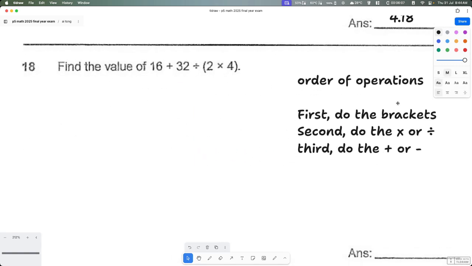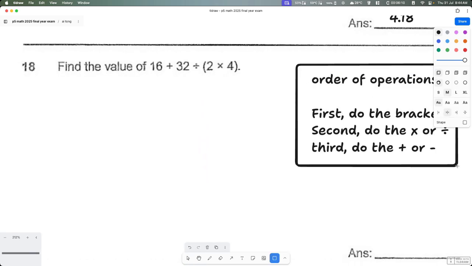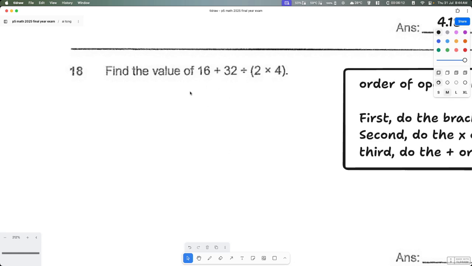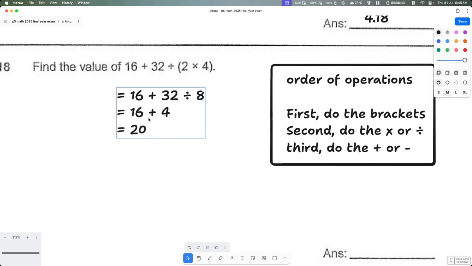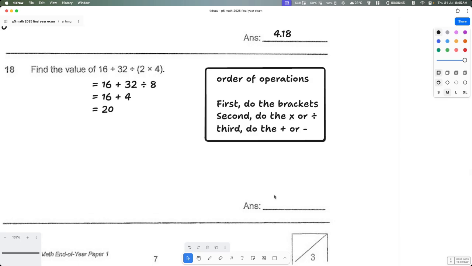So in this case, I'm going to put it here as a rectangle. For this, we will have to do the brackets first. 2 times 4. So in this case, this will equal 16 plus 32, and then divide by 2 times 4, which is 8. Once we have the brackets, the next thing is we will do times or divide. So we have the divide over here, 32 divided by 8, which is 4. And then lastly, this will give us 20. So the answer to this question is 20.